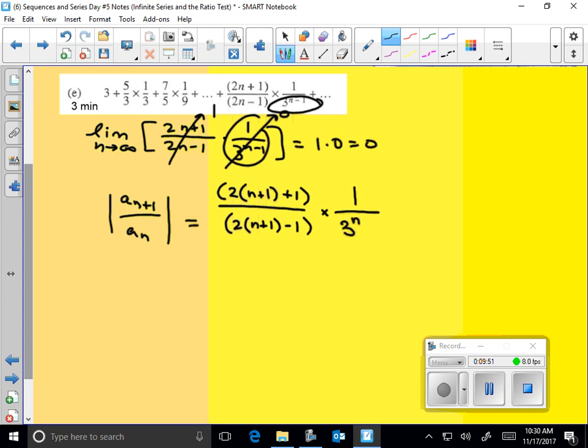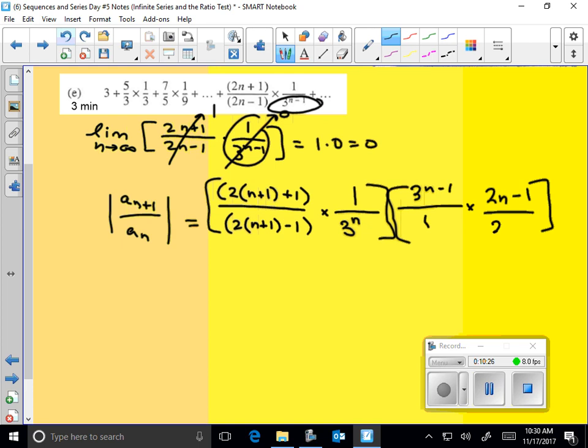So that's the n plus 1 term. That's the n plus 1 term. And we're going to divide that by the nth term, which is just what it is. Now, instead of dividing, I don't like to divide. I like to multiply by the reciprocal, which is what you should do too. So if I multiply by the reciprocal, I would get 3 to the n minus 1 over 1 times the reciprocal of that. So I'd have 2n minus 1 over 2n plus 1.